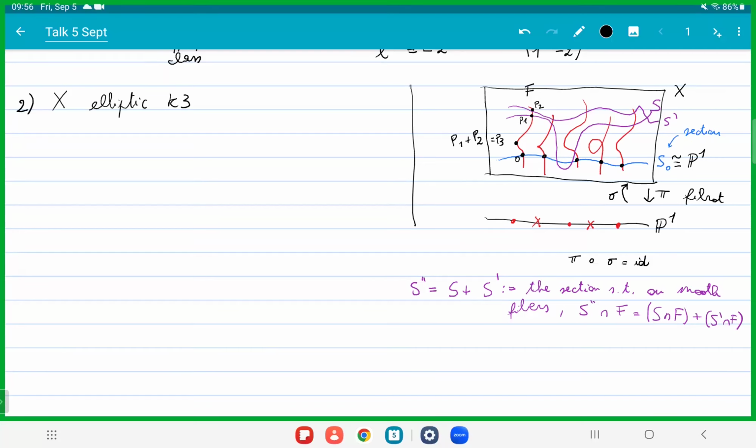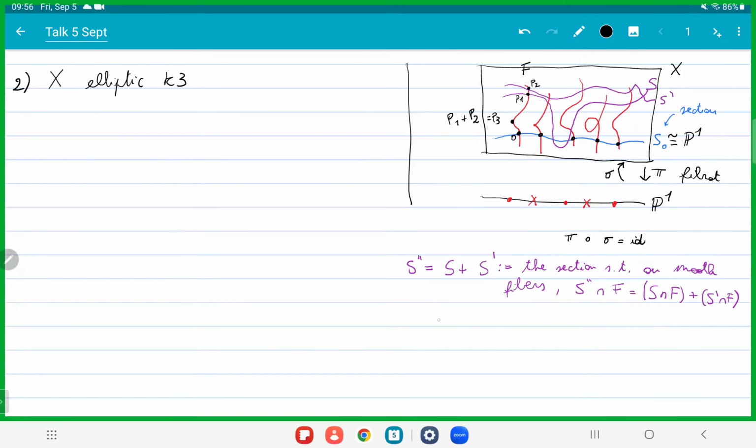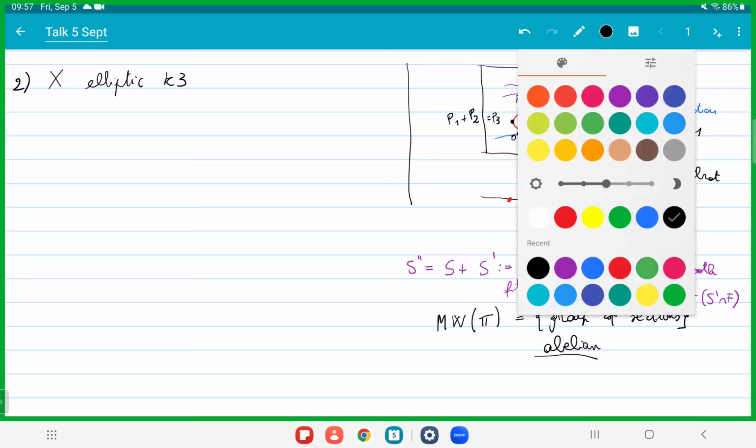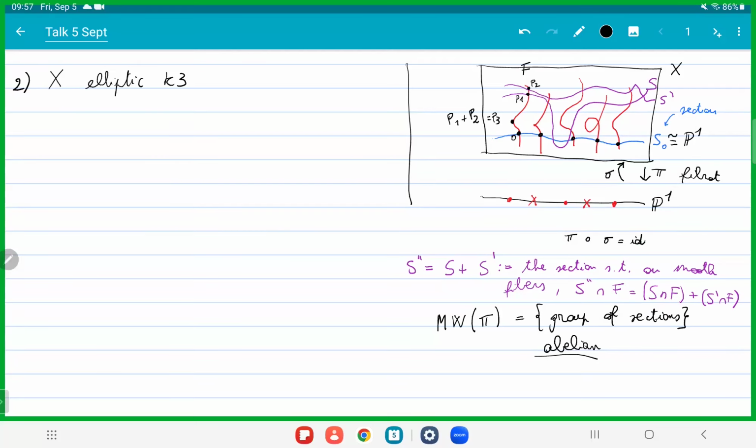So this makes the group of sections that we usually denote with the Mordell-Weil group of the fibration, which is pi. This is the group of sections. And it's pretty easily an abelian group, because the group law on elliptic curves is abelian. Okay. So any questions about this? Maybe you already knew all of this, but is there any question?